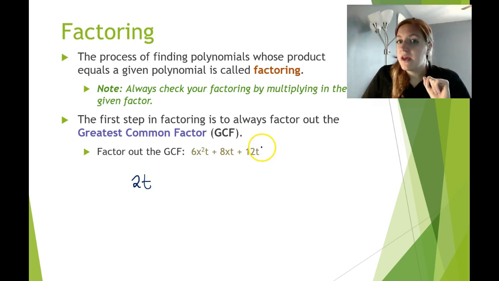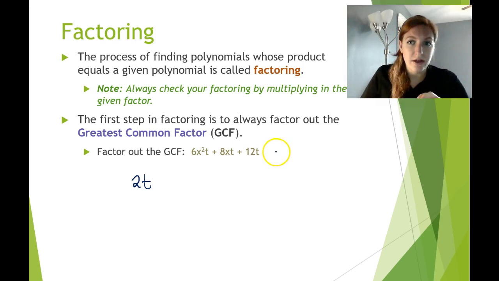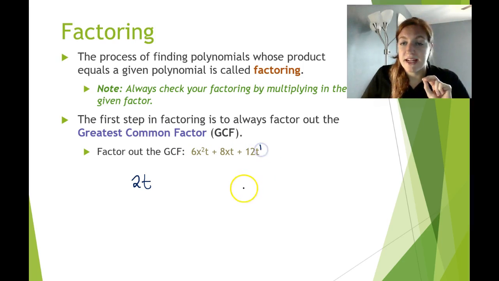Now, if the smallest exponent had been squared or something like that, that's what we want to pull out. We want to always pull out the smallest exponent on the variable that occurs in each term. So notice t occurs in each term, and the smallest exponent is a 1 on that t. So that's the most t's we can pull out or divide out of each term. Notice an x does not occur in this last term, hence why we cannot pull out an x to be in our GCF. So 2t is going to be our GCF.